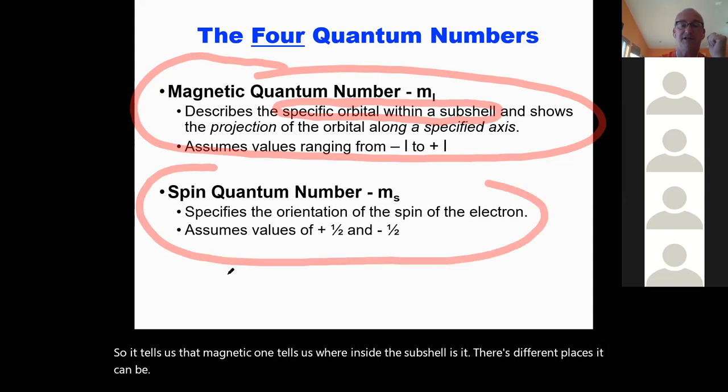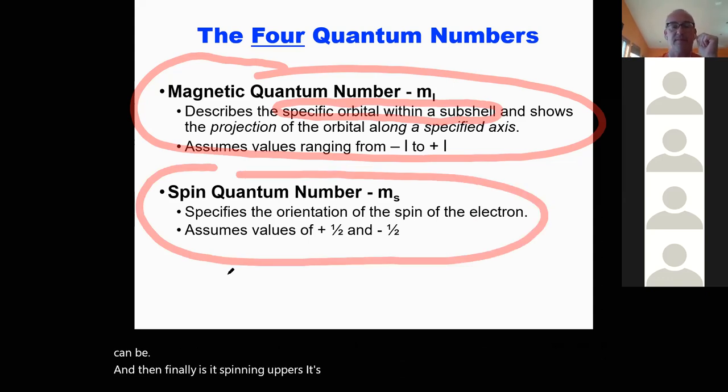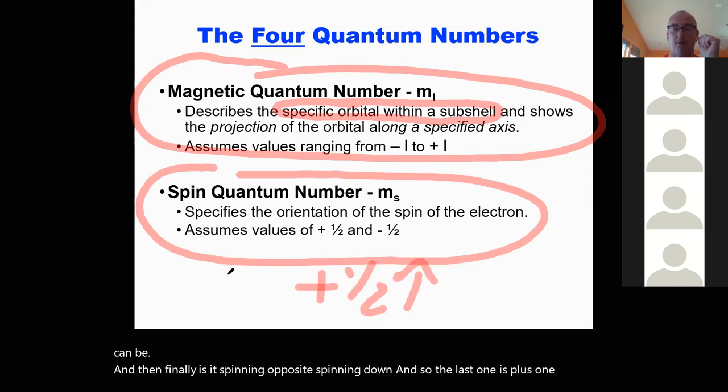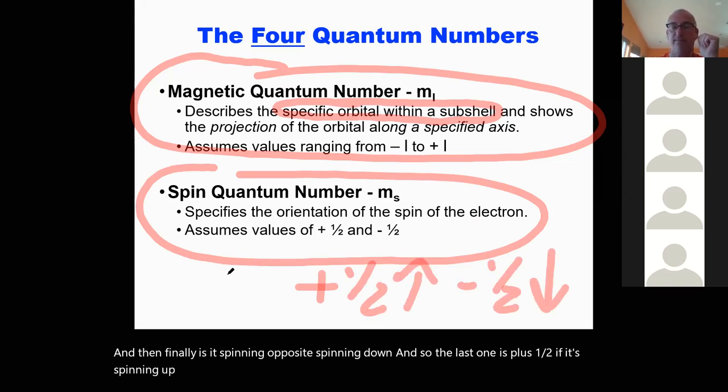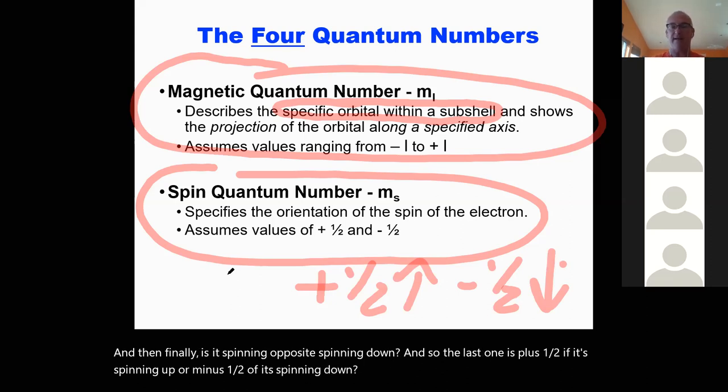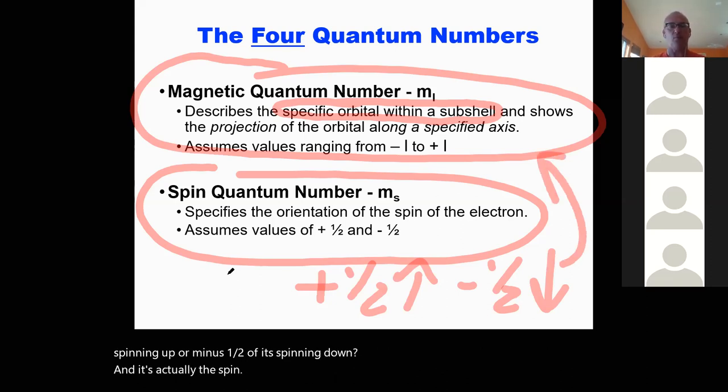And then finally, is it spinning up or is it spinning down? And so the last one is +1/2 if it's spinning up, or -1/2 if it's spinning down. Okay, and it's actually the spin and where it is in the subshell that determines magnetism. We'll go over that a little bit later.